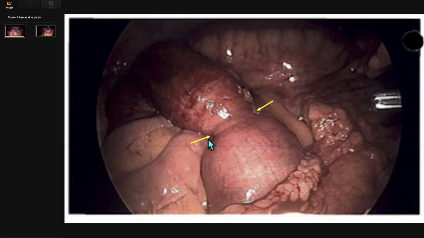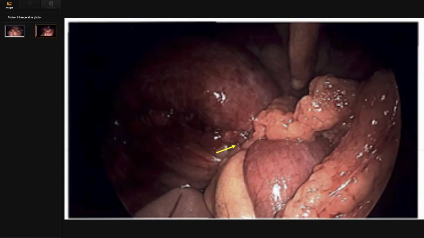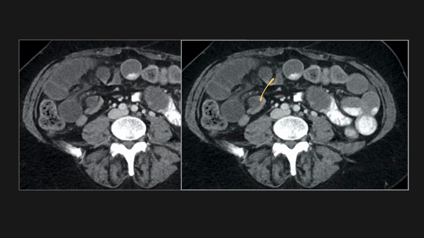In the operating room, they found an adhesive band here and here, causing the closed loop obstruction. So we can draw that in, remembering that adhesive bands are not visible on CT and blend in with the fat, and thus we must infer their existence based on the impact on the small bowel.